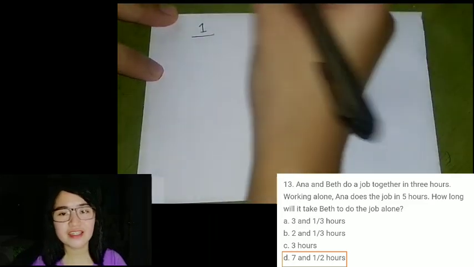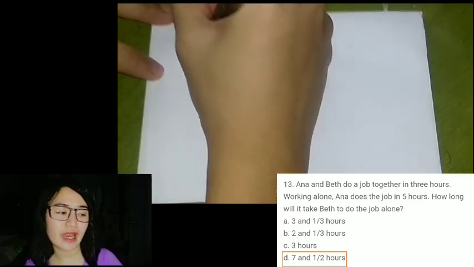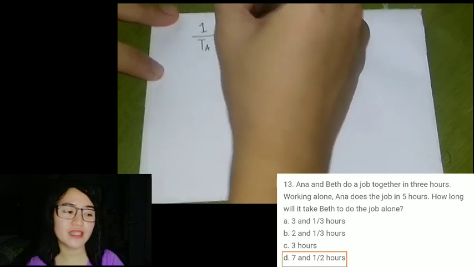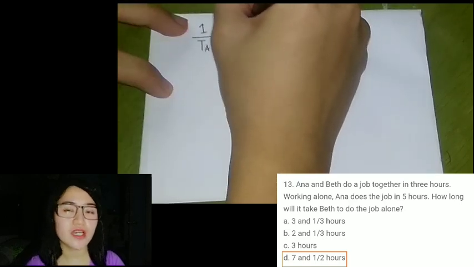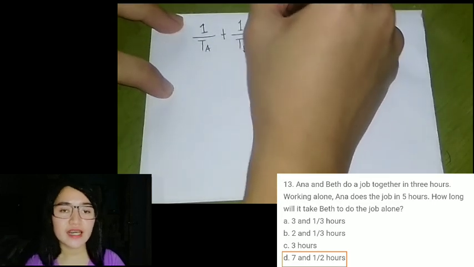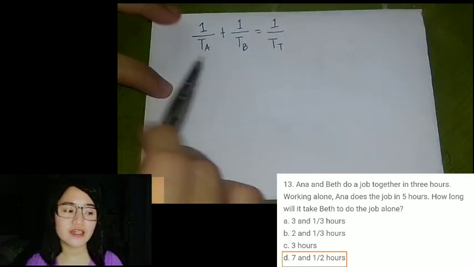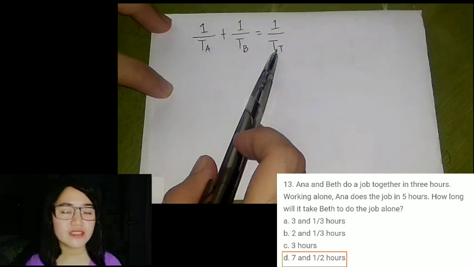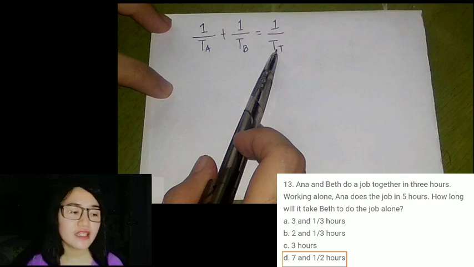Formula na gagamitin natin dyan kapag mga ganyang work problems ay 1 over t sub a plus 1 over t sub b is equal to 1 over t sub t. Wherein, yung t sub a na yan, ayun yung nagre-represent ng time na nakoconsume ng isang tao pag nagtatrabaho siya ng mag-isa lang. And then, yung t sub b naman, yun yung sa pangalawang tao pag mag-isa lang din siya. And then, yung t sub t naman, ayun yung magre-represent ng time nila kapag pareha silang nagtrabaho.